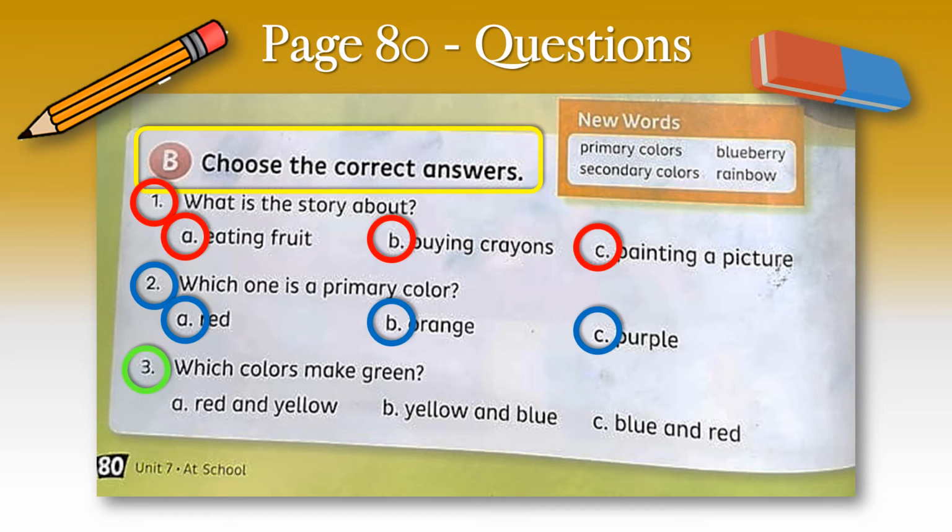Number 3, which colours make green? Is it A, red and yellow, B, yellow and blue, or C, blue and red? Which colours make green? Okay, get your pencil, and if you haven't done it, do it now. Please circle what you think is the correct answer. One question has one answer, okay? And then we will check. Okay, circle, circle.